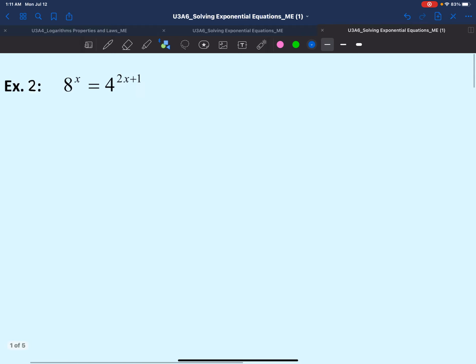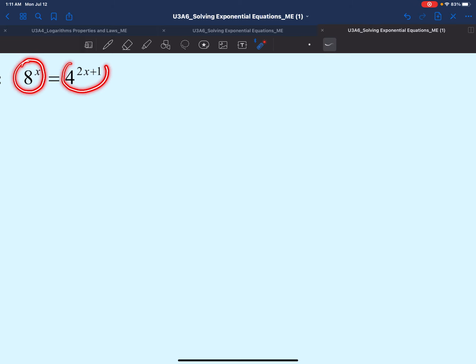Let's take a look at another example. 8 to the power of x equals 4 to the power 2x plus 1. We have a single exponential term in each side, but the bases are different. So then we have to think, how can we make the bases the same? We try to express each base into an exponential form with the same base for both sides.